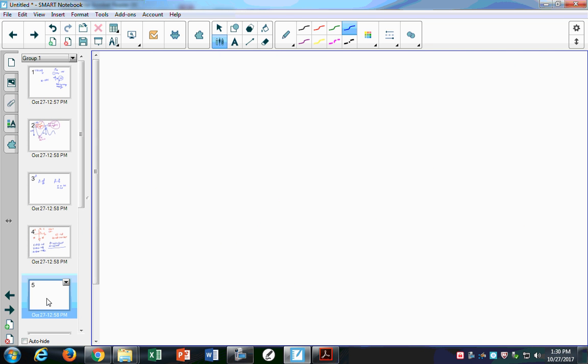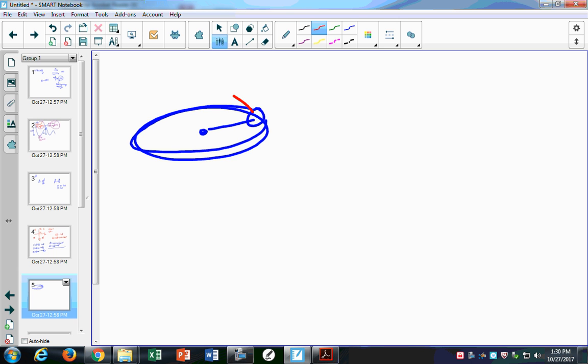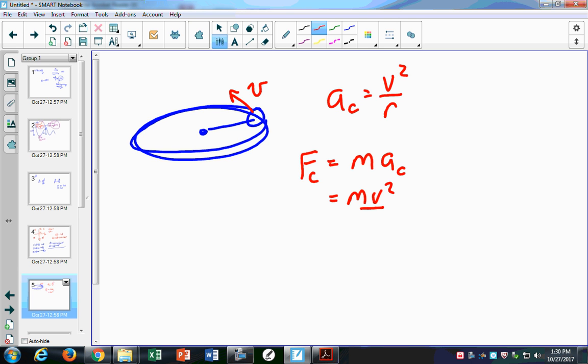So when we're talking about centripetal motion, that means that an object is moving in a circular path around a fixed point. It has a certain acceleration. Because the velocity is constantly changing direction, it has to have an acceleration. And that acceleration is our centripetal acceleration. It's equal to v squared over r. And then because we have an acceleration, I also have a force. So that centripetal force is going to equal mv squared over r.